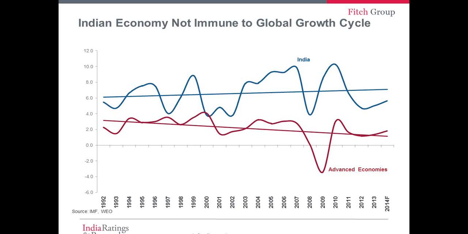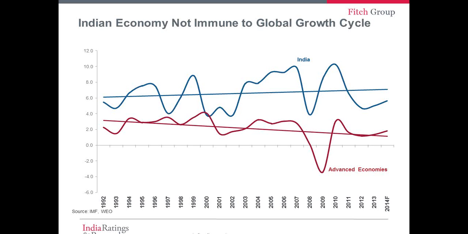In case of advanced economies, we clearly see that the annual growth has been consistently dropping over the years. In other words, if you take a long shot about the prospect of advanced economies, for advanced economies to grow even at 2% on a sustained basis year after year will be a huge challenge in the future.